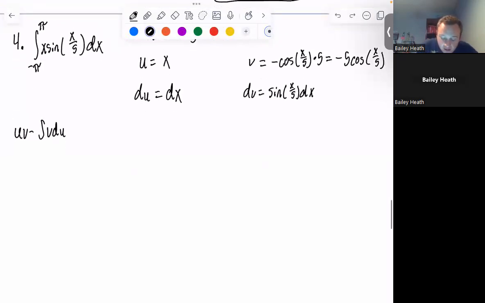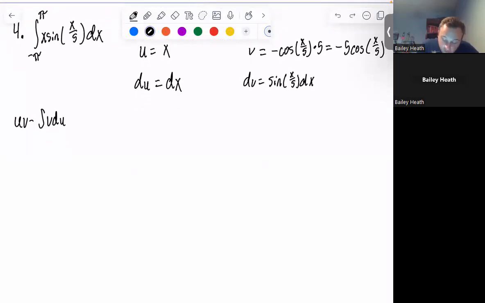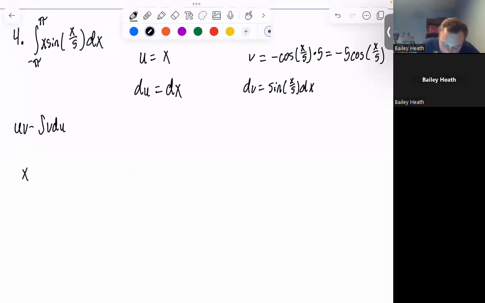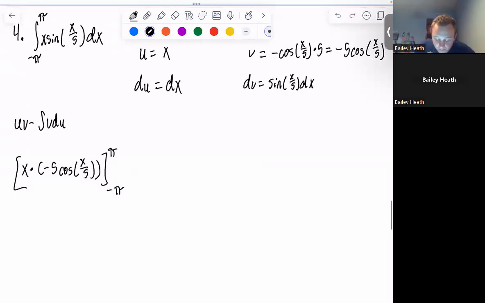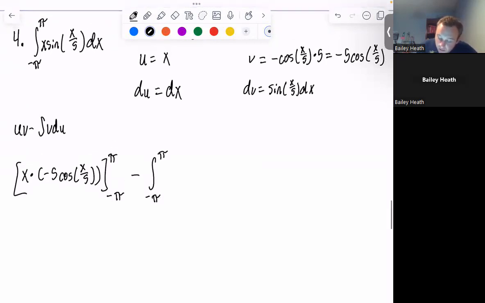At this point, we have all of our ingredients, so we can go ahead and use our handy dandy integration by parts formula. First, we're going to have uv. So uv is going to be x times negative 5 cos of x over 5, and we're going to evaluate all of this from negative pi to pi, because those are our original bounds in our original integral, minus the integral from negative pi to pi, keeping those bounds, of v du. So v du is going to be this negative 5 cos x over 5 dx, and our du is this dx here.